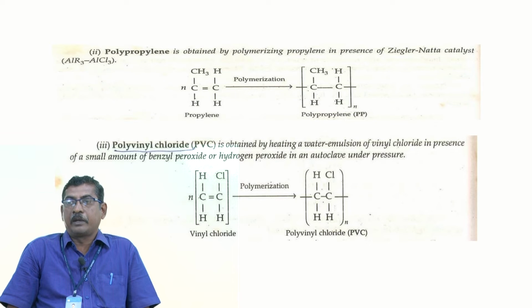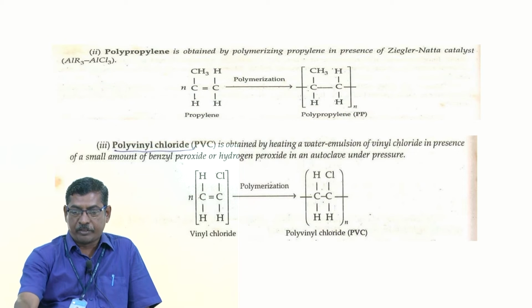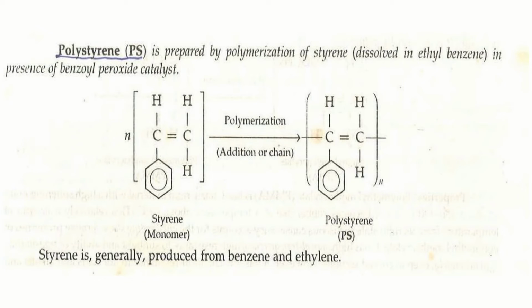So, the reactant or monomer contains CH2=CHCl, the same skeleton which is present in the product also, and no byproducts are formed in this reaction. This type of reaction is called addition or chain reaction. Another important example is the formation of polystyrene.